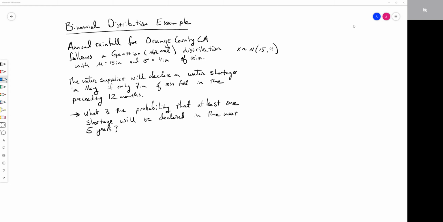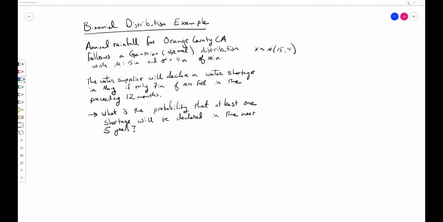We are saying the rainfall in a year follows a normal distribution, with a mean of 15 inches and a standard deviation of 4 inches. So we'll say X is the annual rainfall in inches in a given year, and it follows this normal distribution. The water supplier for Orange County declares a water shortage if by May, only 7 inches of rainfall has occurred, or rain has fallen in the preceding 12 months.